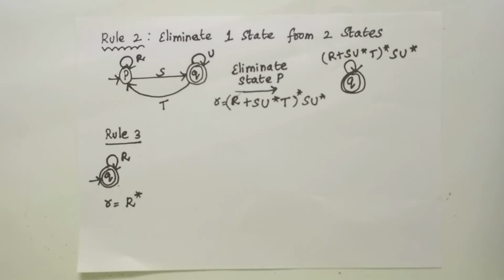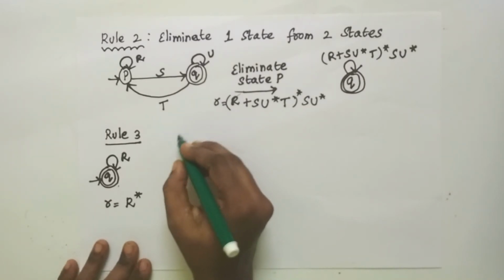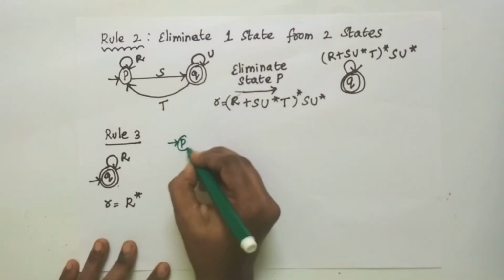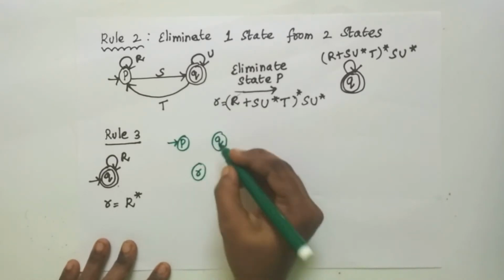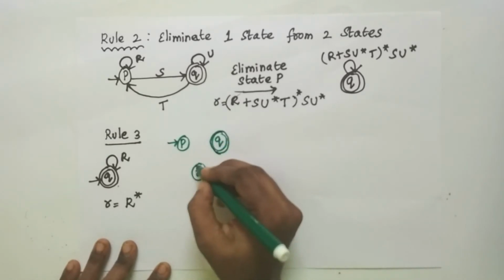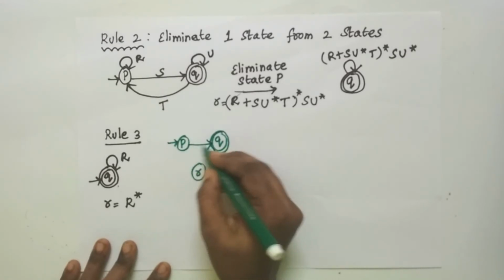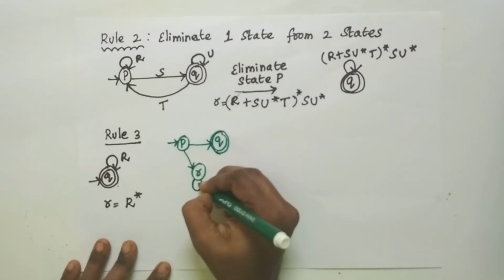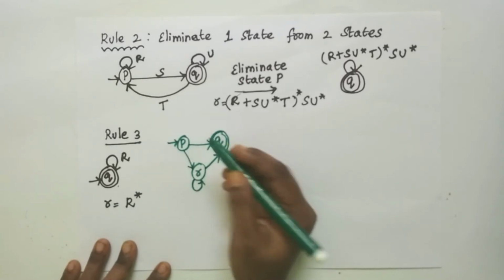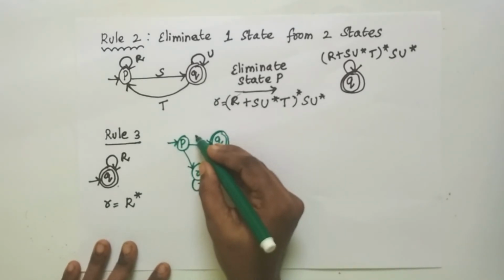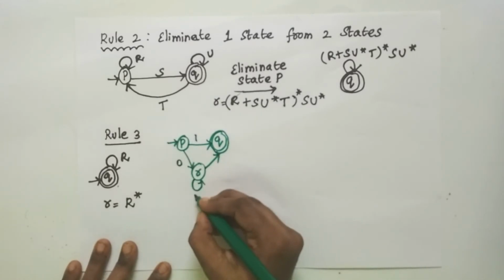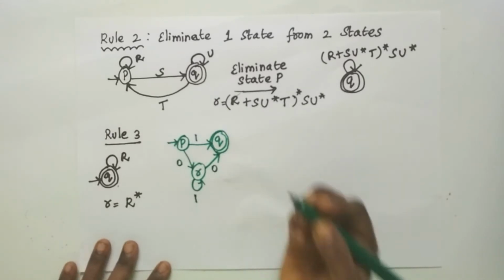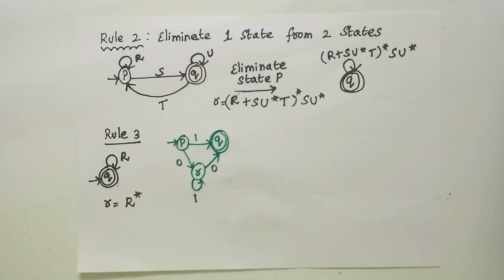Now let us see an example for the rule number 1. So here we are going to have a 3 state. So it is going to be P and it is going to be Q and it is going to be R. Assume Q is the final state, R is an intermediate state. I am going to find the expression for the path from P to Q. Assume this is 1 and it is 0 and it is 1 and it is 0. So now what will be the regular expression for this?